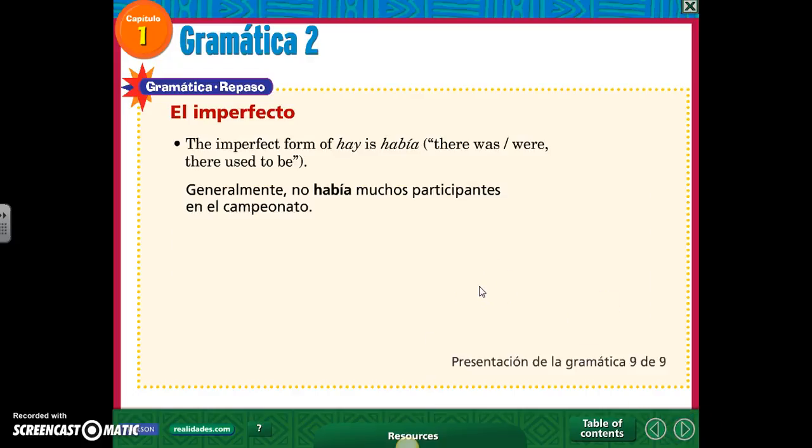And lastly, the last one that you're going to need to memorize for the form in the imperfect is haber. Haber in the present tense is hay, and in the imperfect tense it's había con acento, which means there was, or there were, or there used to be. Por ejemplo, generalmente no había muchos participantes en el campeonato. Generally, there weren't many participants in the championship. So that is the imperfect tense.